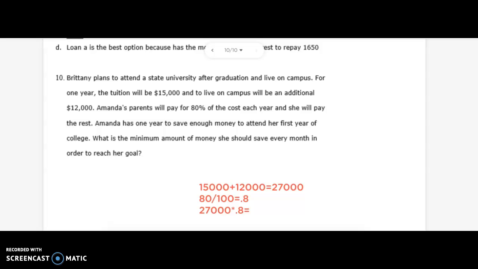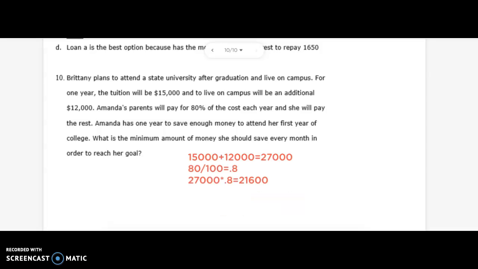And that gives you 21,600. Okay. So that's how much her parents are paying. How much is she going to pay? Well, to figure that out, I'm going to do 27,000 minus the 21,600. And I'm not showing these calculations on the computer because I'm just trying to save time, we're flipping back and forth to Desmos. But that answer is 5,400, okay? So this is how much Brittany has to pay.